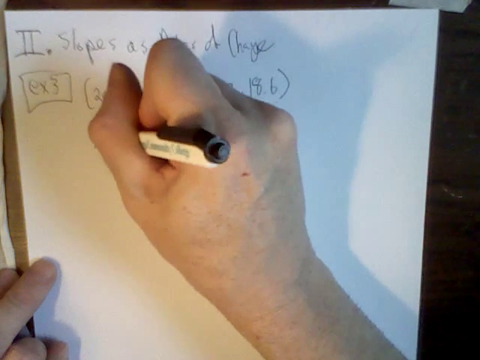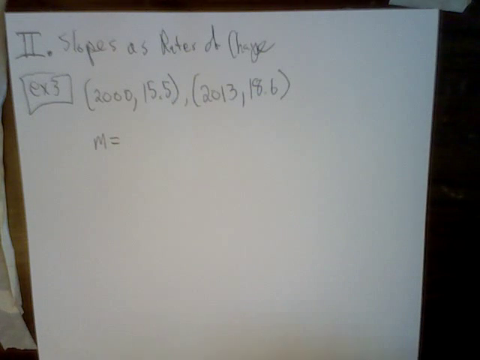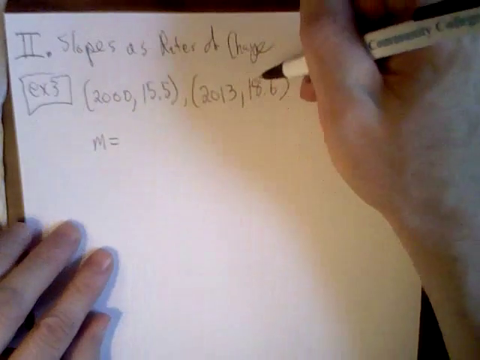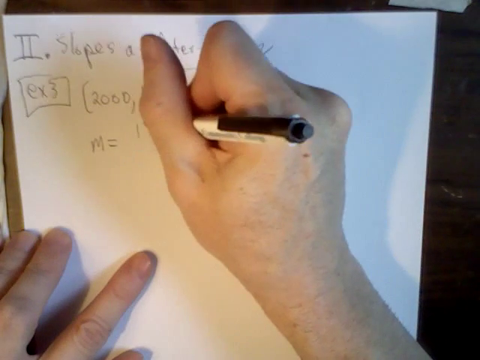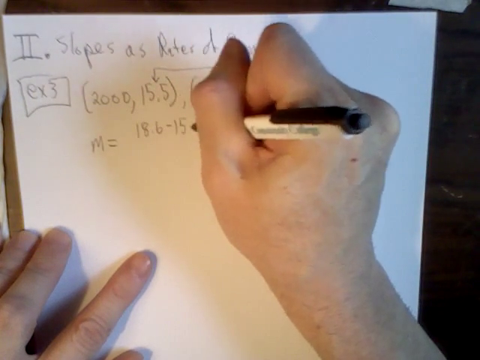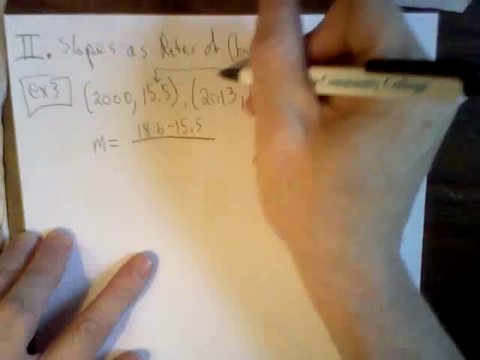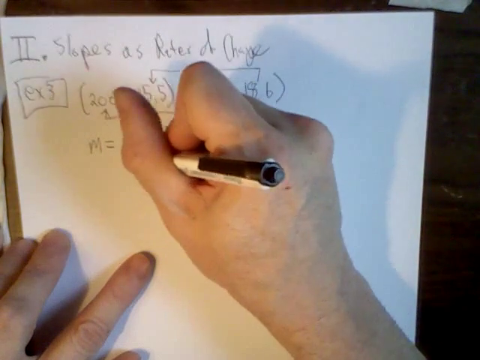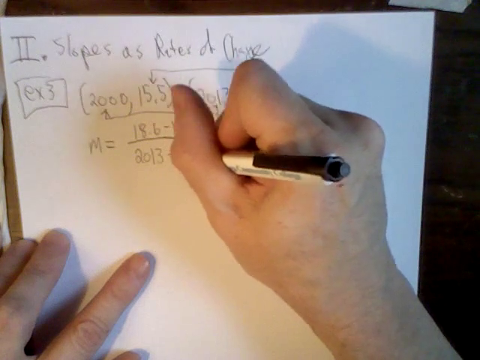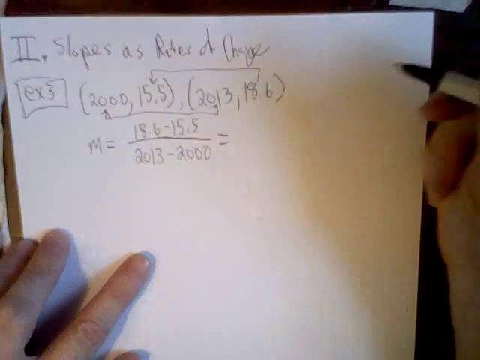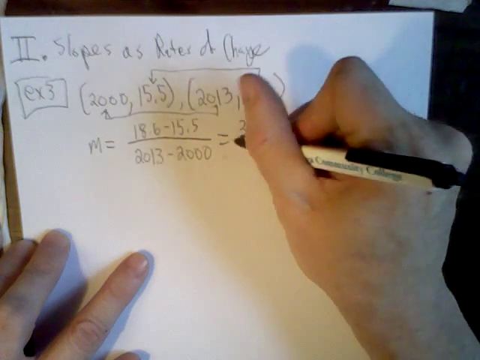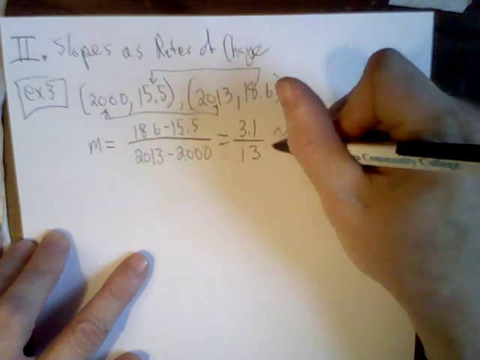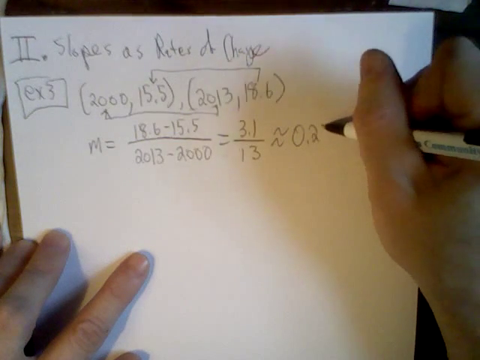So in order to get the rate of change, what are they really asking for? They're asking for a slope, okay? So you'll find the slope of this. You'll say 18.6 minus 15.5 all over 2013 minus 2000. Okay, so that'll be 3.1 in the numerator all over 13. And as a decimal, it's approximately 0.24.